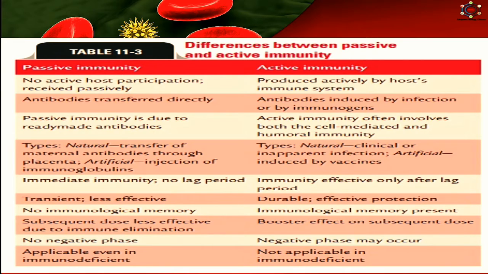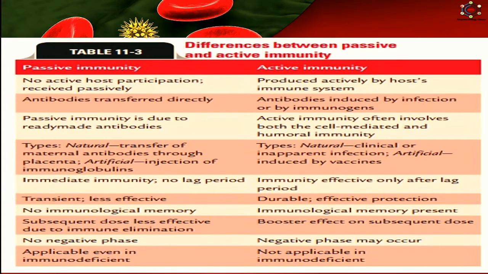Passive immunity is immediate immunity with no lag period, while in active immunity, the immunity is effective only after a lag period. Passive immunity is transient and less effective, while active immunity is durable with effective protection. In passive immunity, there is no immunological memory, while in active immunity, immunological memory is present. In passive immunity, a subsequent dose is less effective due to immune elimination, while in active immunity, there is a booster effect on a subsequent dose. In passive immunity, there is no negative phase, while a negative phase may occur in active immunity.